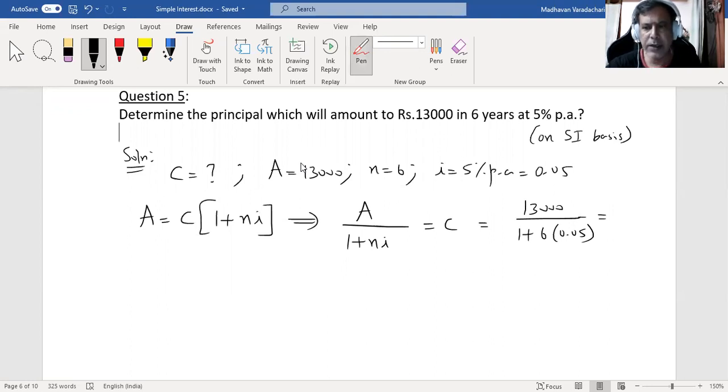So the denominator is 1.3. Which means our C is 13,000 divided by 1.3, which is rupees 10,000. That is the solution for this particular problem.